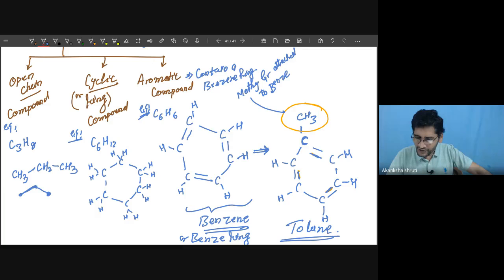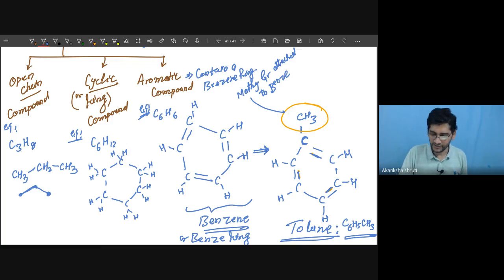If you want to write the formula for toluene, then the C6H5 has to be written together with the methyl group. This C6H5 is obtained from C6H6, and after this, the methyl group is obtained from methane by removing one of the hydrogens. So that is our CH3, written after this. So the molecular formula of toluene is C6H5CH3 in this form.